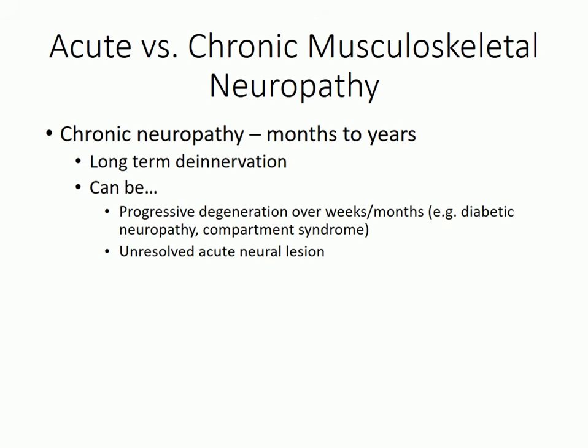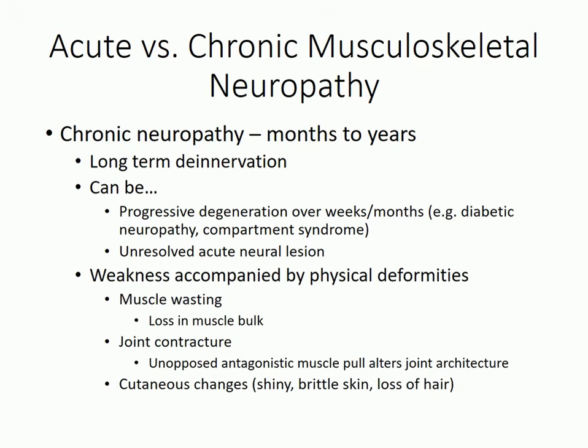In addition to paresthesia and weakness, such as seen in the acute phase, chronic neuropathies are associated with muscle atrophy, leading to noticeable loss in muscle bulk. The lack of pull from a specific muscle group also results in an imbalance in antagonistic muscle pull, which alters the resting position of the joint, a phenomenon known as joint contracture.